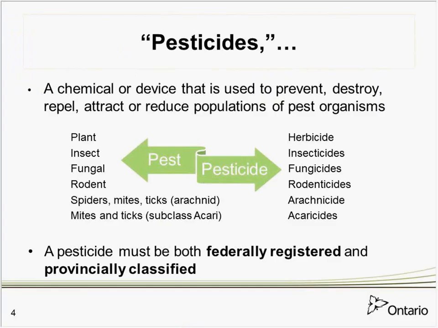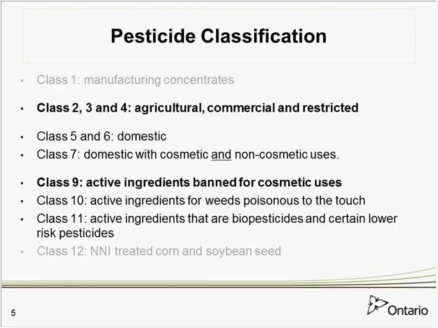Where herbicide is a pesticide. So everything, when I say pesticide, I am including herbicides. And for a pesticide to be legally used, it has to be both federally registered, in which case it's going to have a pest control products number assigned to it, and provincially classified. And I'm going to explain those a little bit more as we move along.